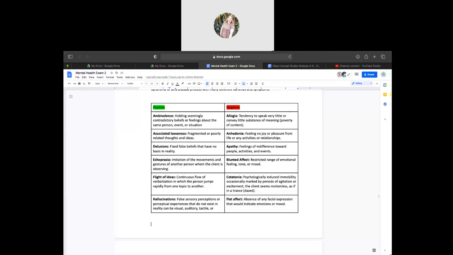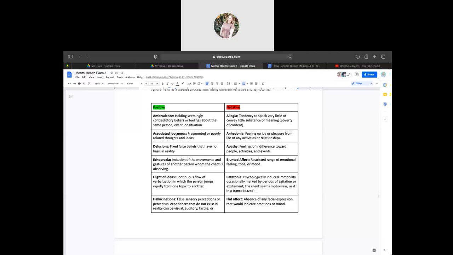So positive symptoms are going to be ambivalence. They're going to have contradictory beliefs about events, persons, or situations. Loose associations, so they're going to have fragmented or poorly related thoughts and ideas. Delusions we went over, fixed false beliefs with no basis in reality. Echopraxia, they're going to imitate other people's movements or what a client observes. Flight of ideas, they're going to be jumping around verbally from one topic rapidly to another.